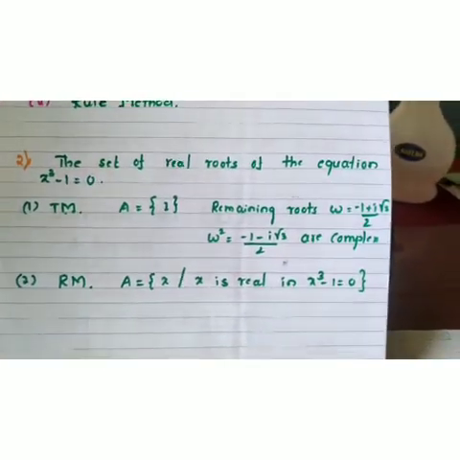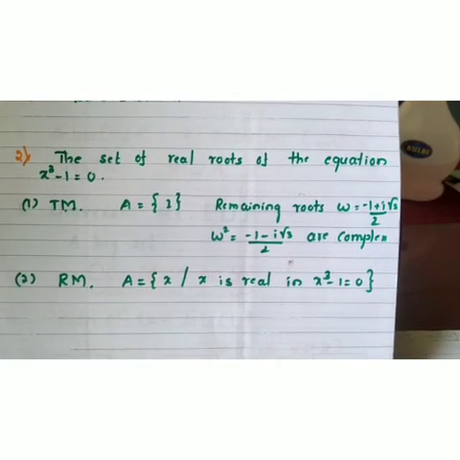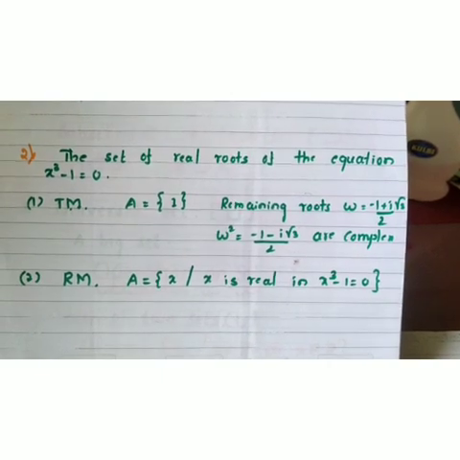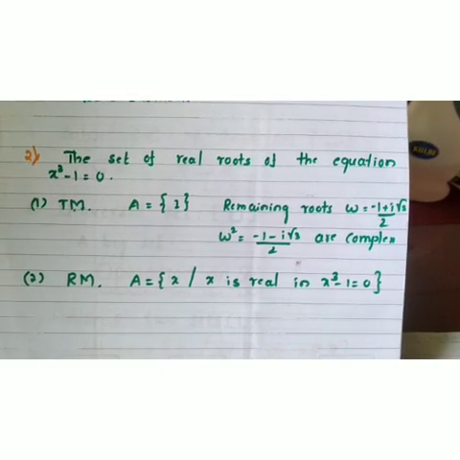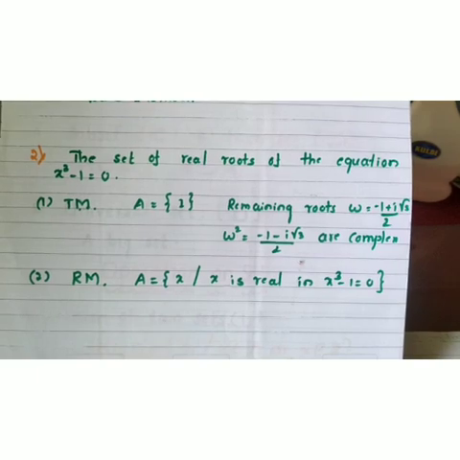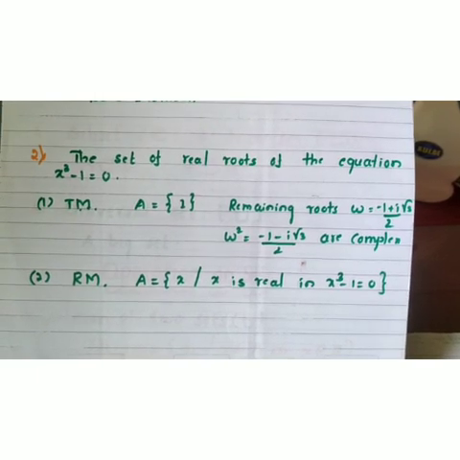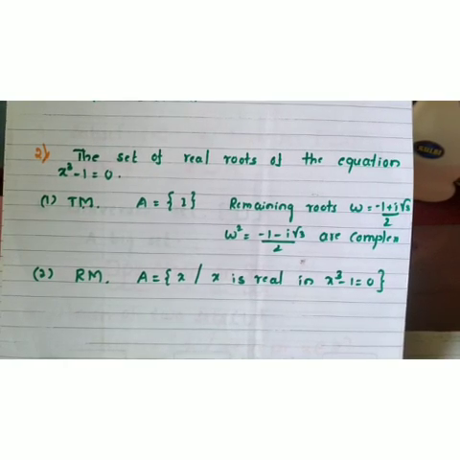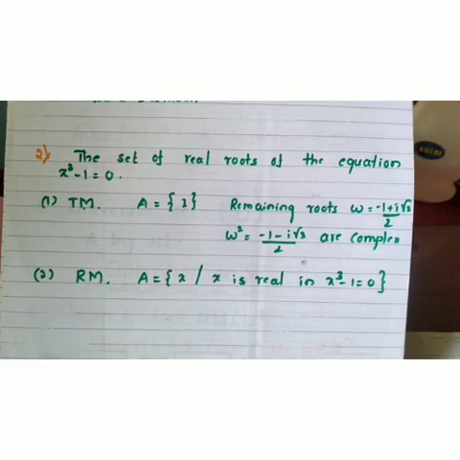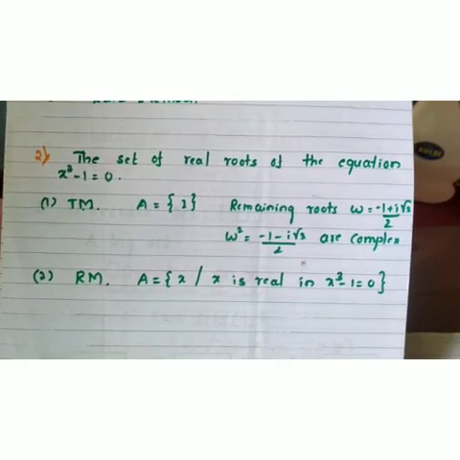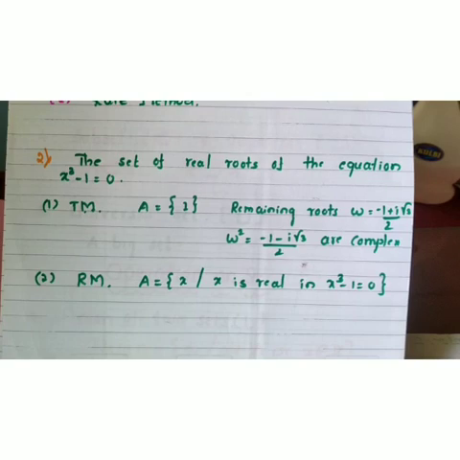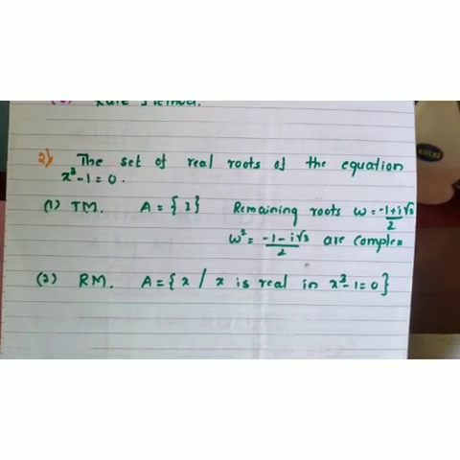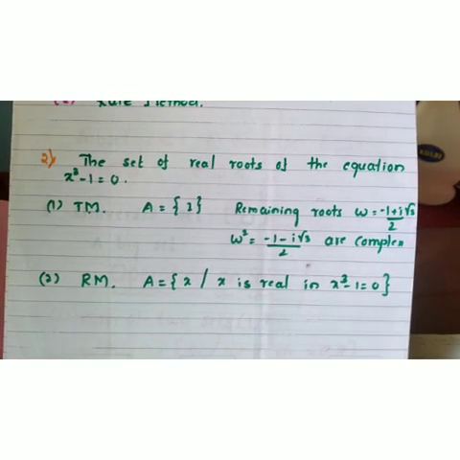In this example, the set of real roots of the equation x cube minus 1 equals 0, a cubic equation. From this we get the cube roots of unity. As you know, x cube minus 1 equals 0 means x cube is 1, x is 1 to the power 1 by 3. That means we get three roots of this equation: 1, omega, omega square. 1 is the first root. Omega is minus 1 plus i root 3 by 2, the second root. Omega square is minus 1 minus i root 3 by 2, the third root.